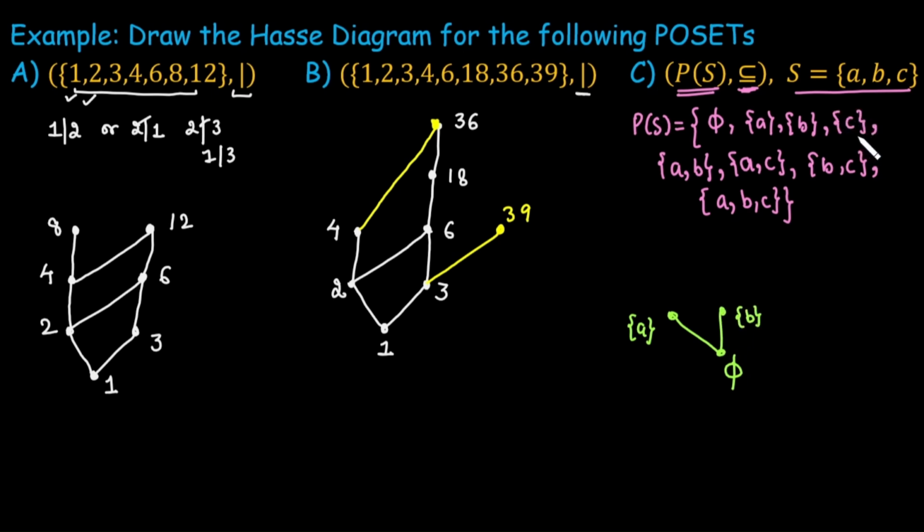Next set has the C element. Whether A, B are a subset of C? No. Whether C is a subset of any of these two sets? No. Now think for the phi. Whether phi is a subset of C? Yes. So place it one level above. Now think for the AB. We have these sets in level 1. Think whether this is a subset of AB. Yes. It means the level of this set is above this.